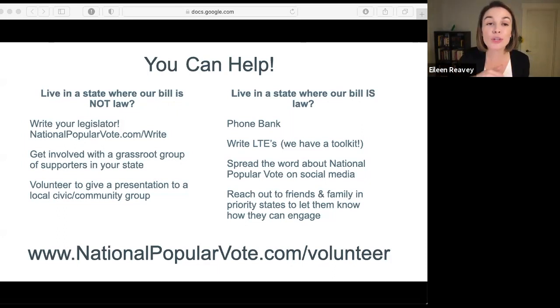And also, if you live in a state where our bill is already law, don't worry, we can definitely still use your help. We can use your help with phone banking when we have legislative sessions next year, when we're hoping to see action for our bill. You can help us contact voters, write letters to the editor in your community, and let people know that this is a possibility by the 2024 election. And spread the word on social media. Just because you live in a state that's already passed this, you probably have friends and family across the country in states that have never heard of this bill and would be interested in it and just need the nudge from you to learn more about it. So I really hope that you will all consider getting involved.